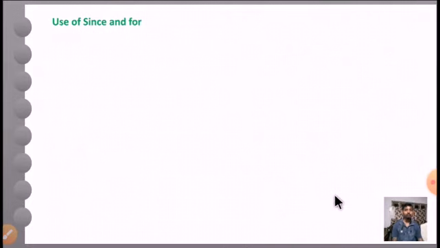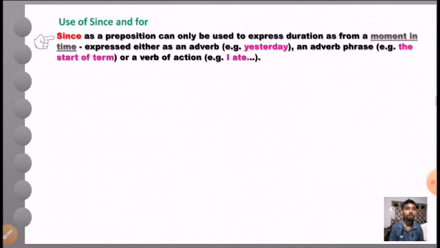So let's see the uses of since and for. It is important in this tense to know when to use since and when to use for, and what does since mean and what does for mean. So first, since as a preposition can only be used to express duration. Since, duration. We don't know the exact time. Exact duration we don't know. So it means only duration. 6 months, 5 years, 2 years.